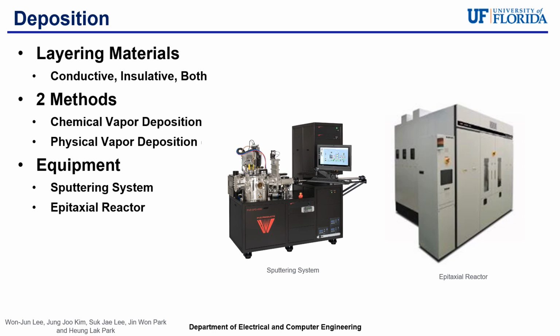An epitaxial reactor is used for a specific type of CVD process called epitaxy, where the deposited layer has an ordered crystalline structure. Each piece of equipment helps build the semiconductor by adding the necessary layers to create the circuits that will eventually power electronic devices.